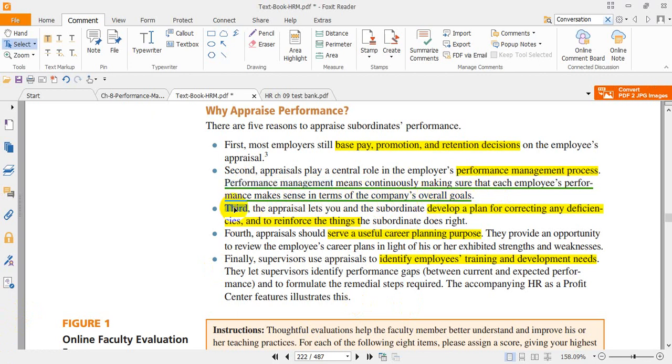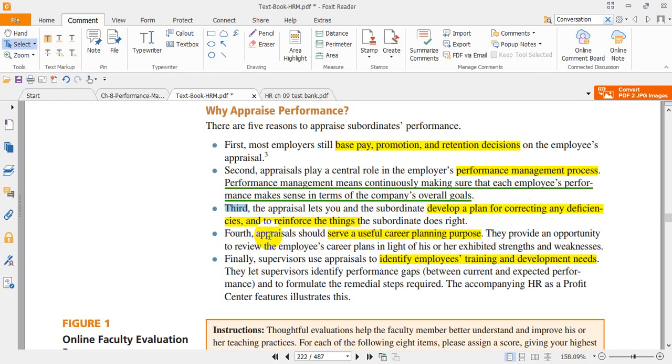The third reason, appraisal lets you and the subordinate develop a plan for correcting any deficiencies and to reinforce the things the subordinate does right. So, the third reason, performance appraisal gives you the opportunity to develop a plan for correcting any deficiencies.